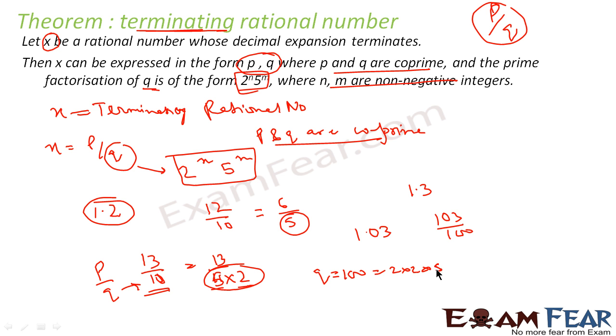So if you see that here also, q is written in the form of 2 to the power m and 5 to the power n. That is 2 to the power 2, 5 to the power. Correct? So any terminating rational number can be written in the form of p by q, where p and q are co-primes. Then q is always of the form 2 to the power n, 5 to the power m.